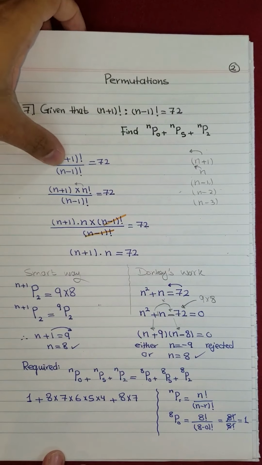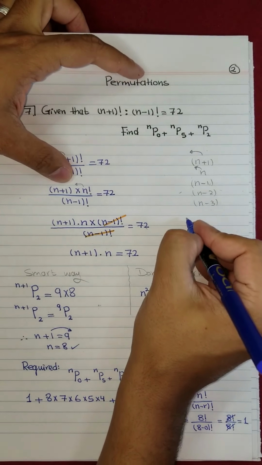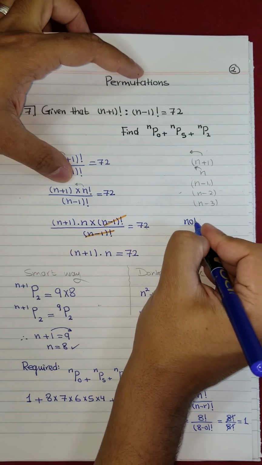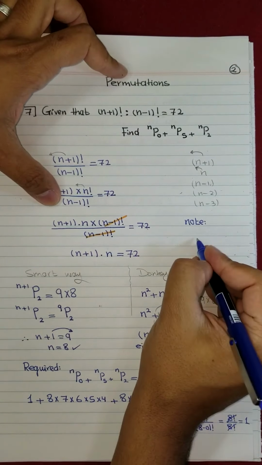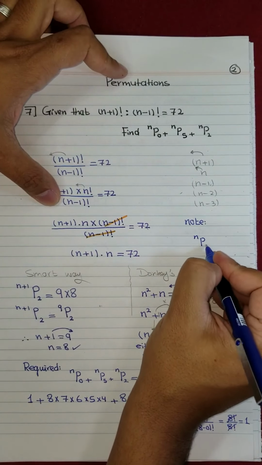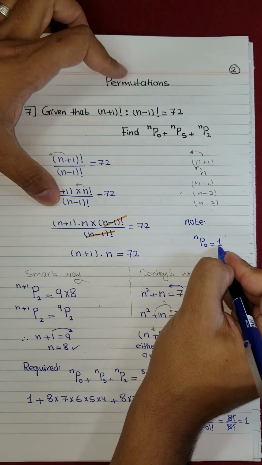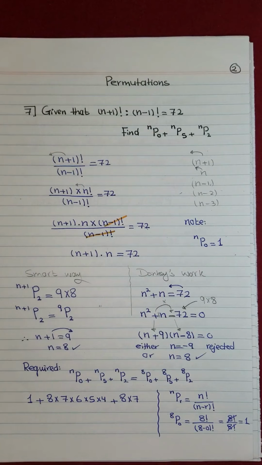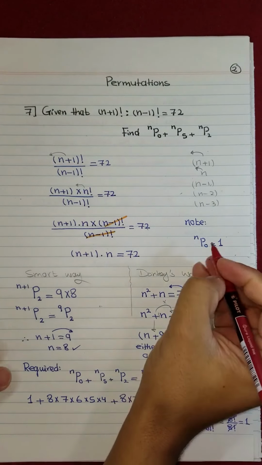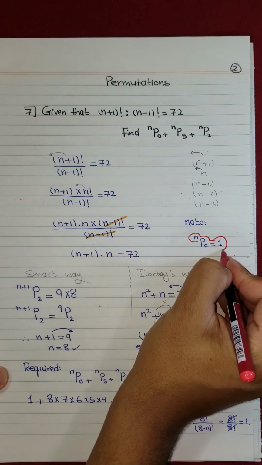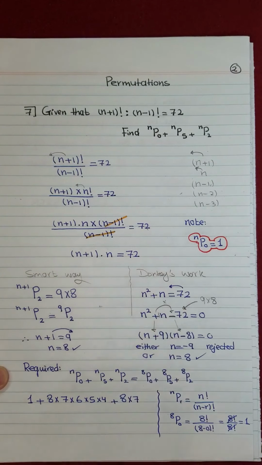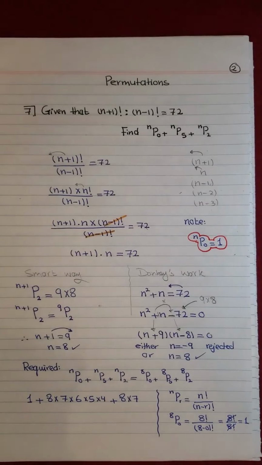And it's not only that. You can add a note here. This is an important note, you need to remember it. n permutation 0 is always equal to 1. So whatever number here, if it's permutation 0, the answer will always be 1, because it will always be n minus 0, which is n factorial, so n factorial over n factorial will become 1, so it's always 1.